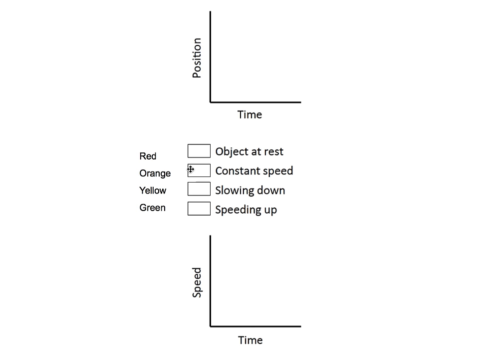This is the color coding that we'll be using for these graphs. Once again, you need the colors red, orange, yellow, and green. Please color in the color coding boxes. Red is for object at rest, orange is for constant speed, yellow is for slowing down, and green is for speeding up.